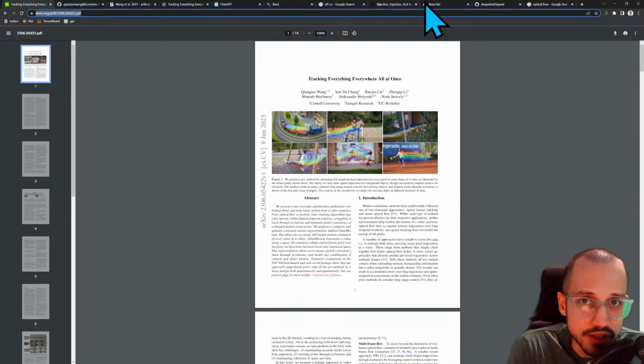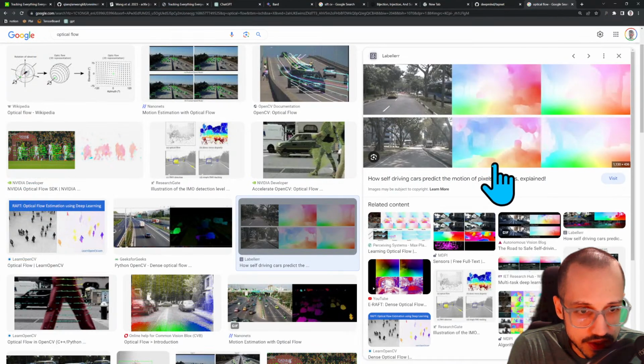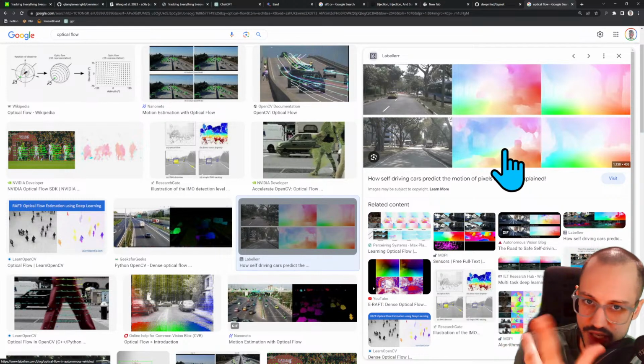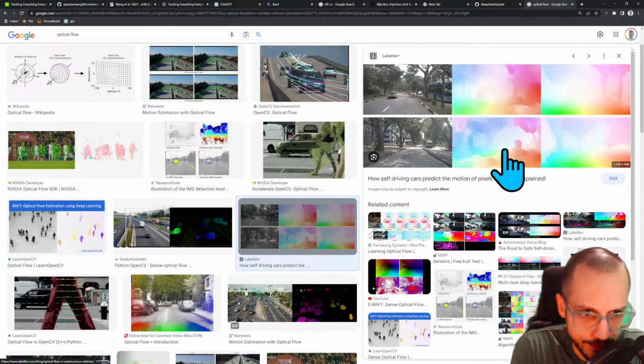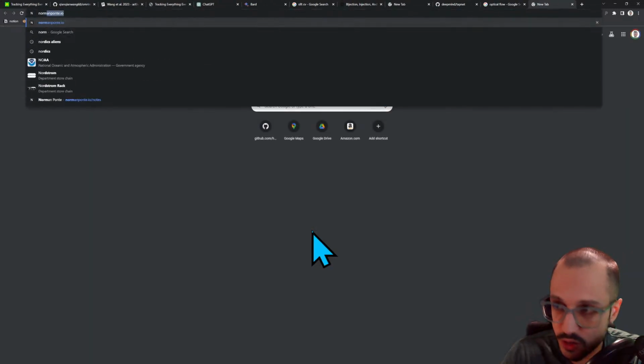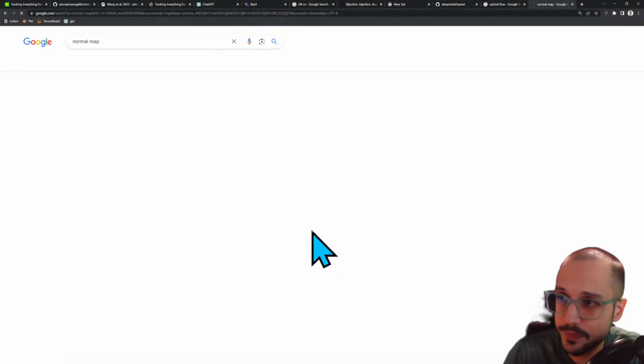And actually, this right here, you see this is also optical flow. But red, green, and blue are often used indicative for 3 axes, right? X, Y, and Z. So red, green, and blue pixels here represent the direction of motion for each pixel here, right? It's kind of similar to a normal map, right?